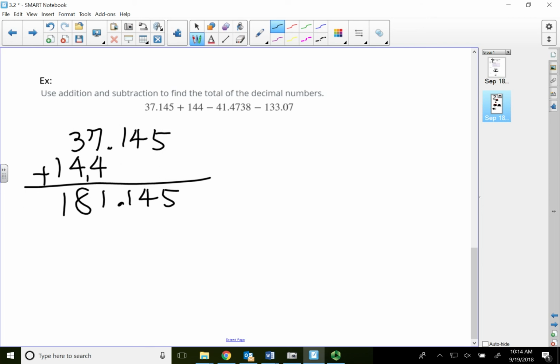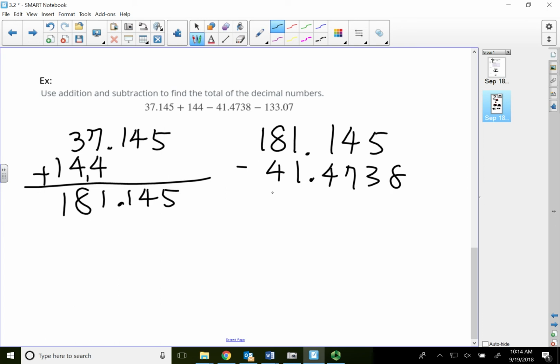Now let's do the true subtraction. 181.145 subtract 41.4738. This has 4 decimal places, so behind my 5, I'm going to add a 0 in to indicate that now 0 cannot subtract 8. So the 0 has to borrow from the 5. When I borrow, it's 10. So 10 minus 8 is 2. 4 minus 3 is 1.